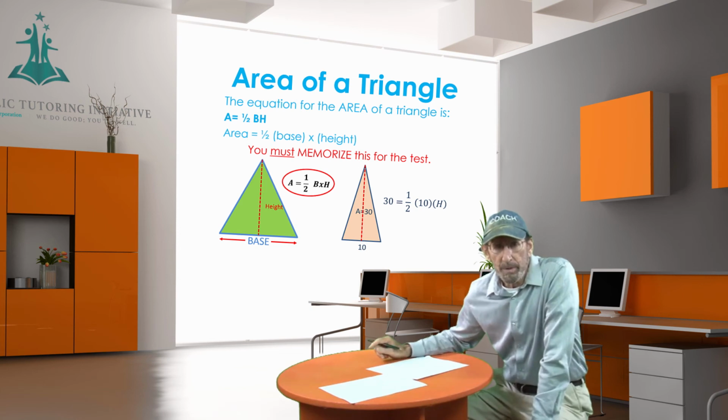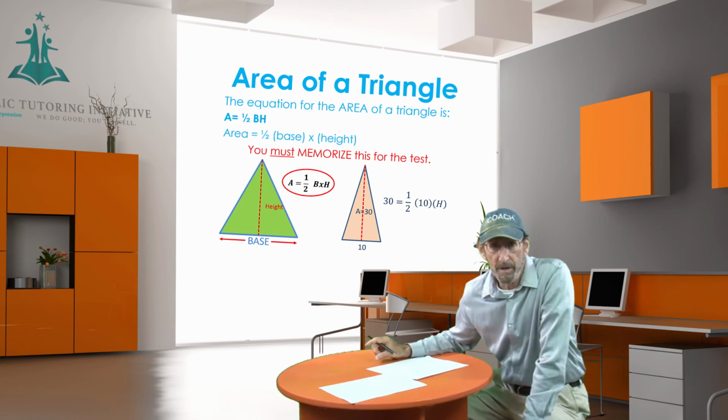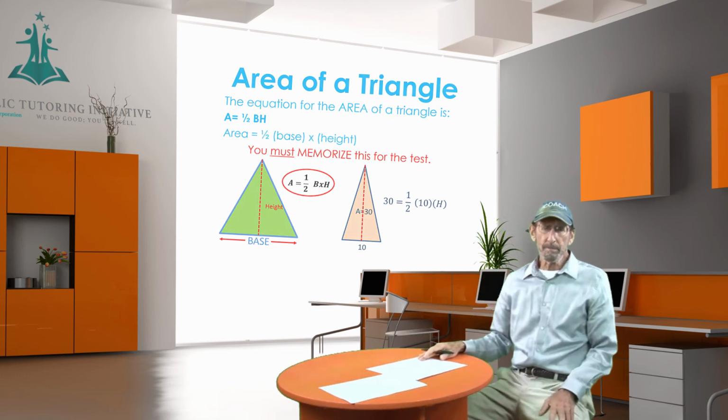Remember, you won't get a reference sheet for this test, so you must know this formula for finding the area of a triangle. Now remember that the base can be any side of the triangle, and the height is simply the perpendicular distance from the opposite vertex to the base. Okay, these are big words, but it's really simple. You saw it in this example.